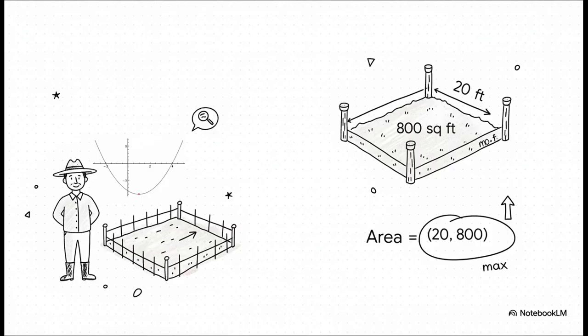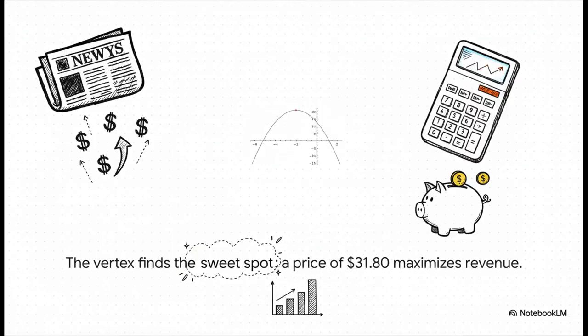Or how about this one with money? A newspaper is trying to find the perfect price to charge. Again, the vertex of the revenue graph reveals that financial sweet spot. A price of $31.80 will maximize their revenue at over $2.5 million. That's a pretty valuable point to find.